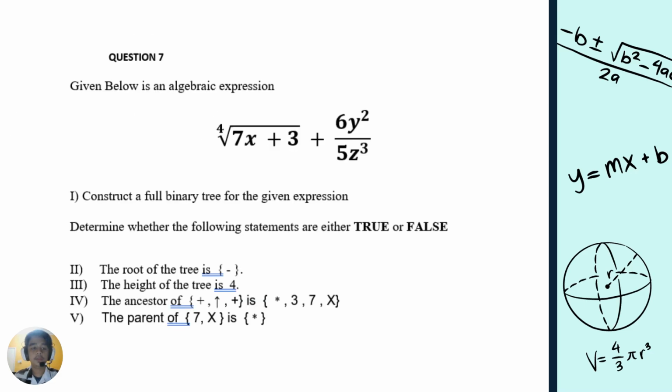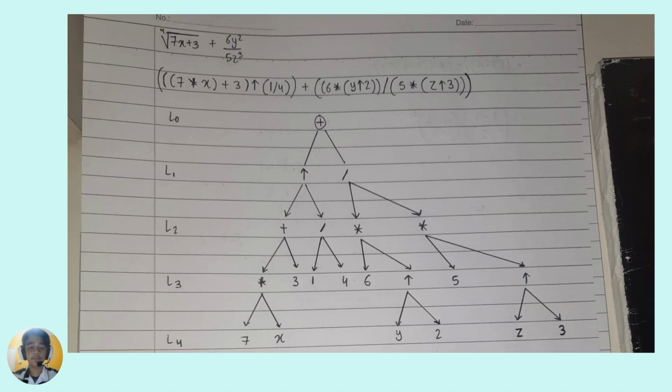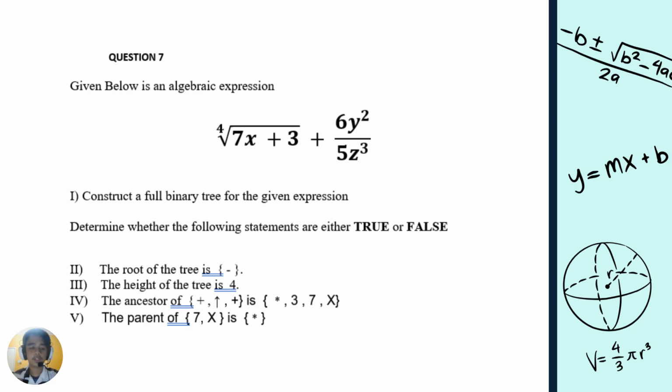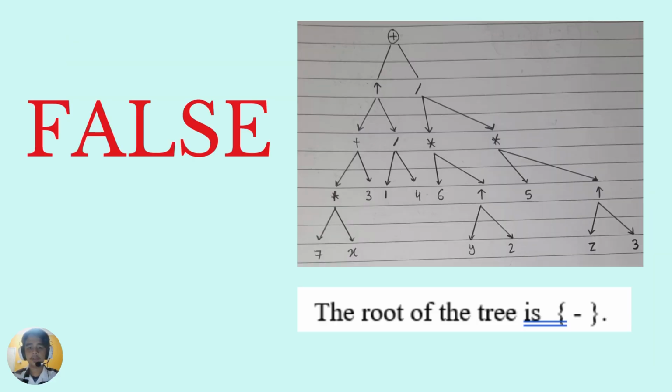Okay, so now let's solve the question, shall we? The first question tells us about the root of the tree. Now we know that the root of the tree is the upmost top of the binary tree. So here in this notation I've made, the answer is actually a plus symbol. For this question, all you have to do is answer true or false. So the answer for this first question is false, because the root of the tree here is plus, not minus.